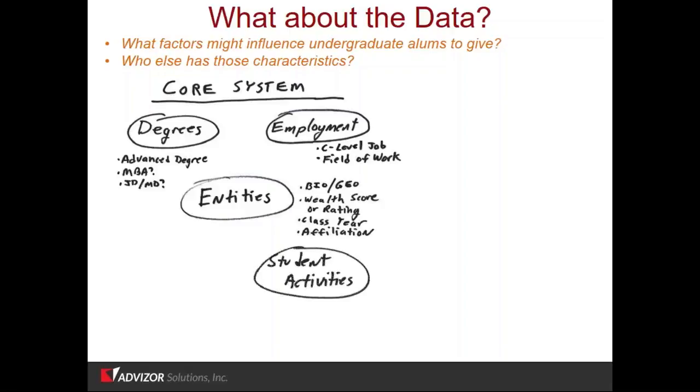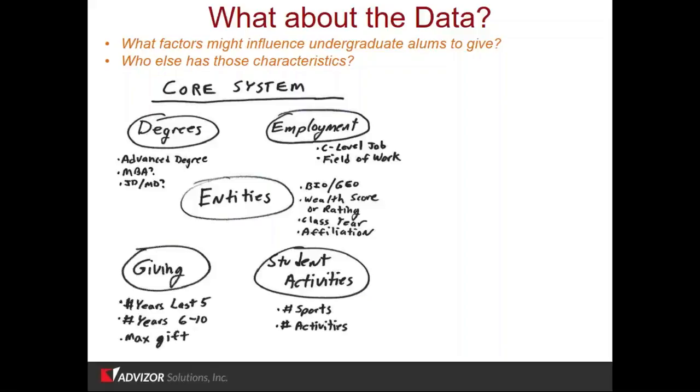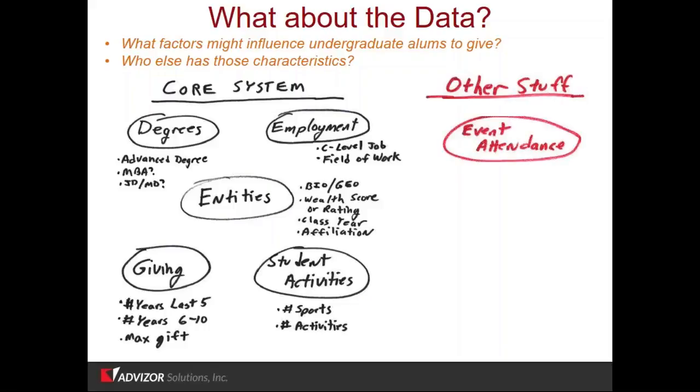Student activities. People play a lot. I mean, we start out by just looking how many sports, how many activities, and that's usually predictive. What about giving? We like to flag out how many of the last 5 years they made a gift. It's a 0, 1, 2, 3, 4, 5. Years 6 to 10, another 0, 1, 2, 3, 4, 5, and maybe the maximum gift. If you're predicting giving size, you've got to watch the giving amounts, but the consistency is an indication of connection and attachment. Then there's a bunch of other stuff, activities, event attendance.